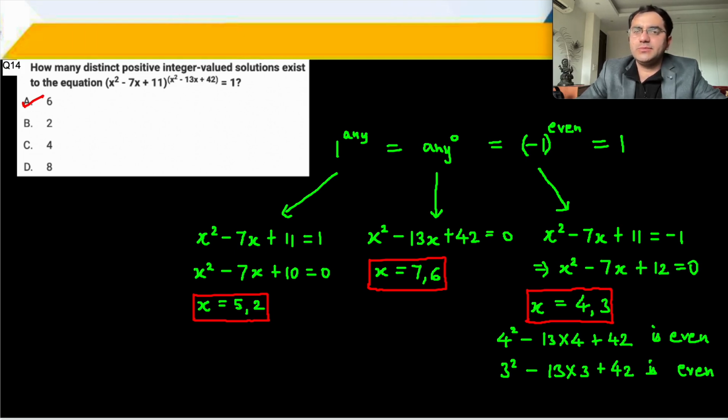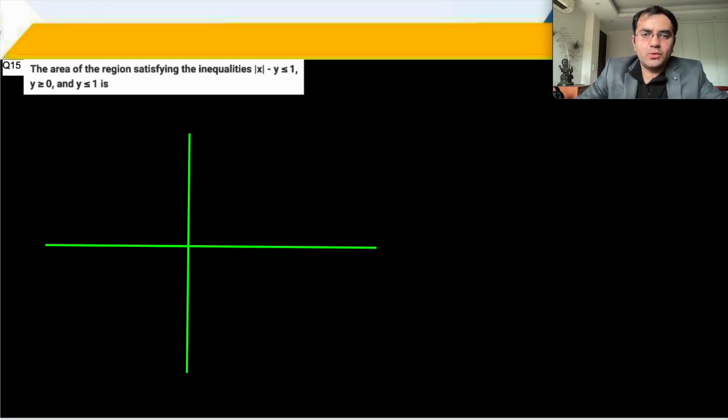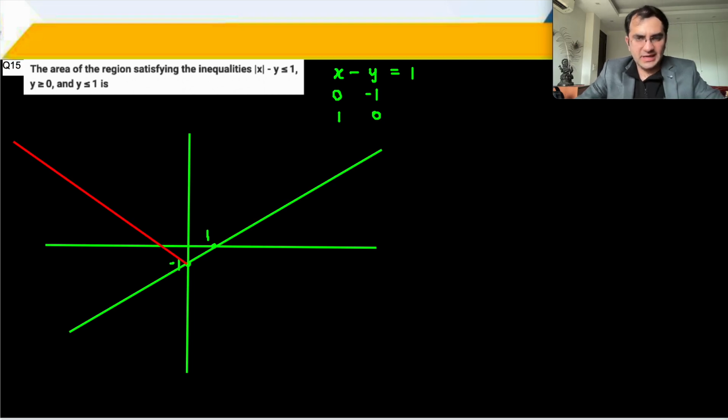Beautiful question. This is a question on graphs, and this is a tough, challenging question because you have to do it in the exam, right? So we make a coordinate plane. First, let us plot x minus y equal to 1. How do you plot? Get the intercepts. X is 0, so y is minus 1; y is 0, x is 1. So let us plot these. 0 comma minus 1 is here, and 1 comma 0 is here. Okay, join them. This is your line.